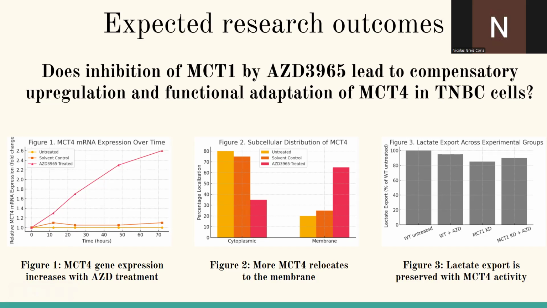And in figure 3, I'll measure how much lactate is exported under different conditions. If lactate export stays high even when MCT1 is blocked, that would suggest that MCT4 is helping the cell adapt. If that happens, it would support the idea that dual inhibition, blocking both MCT1 and MCT4 at the same time, could be more effective than targeting MCT1 alone.